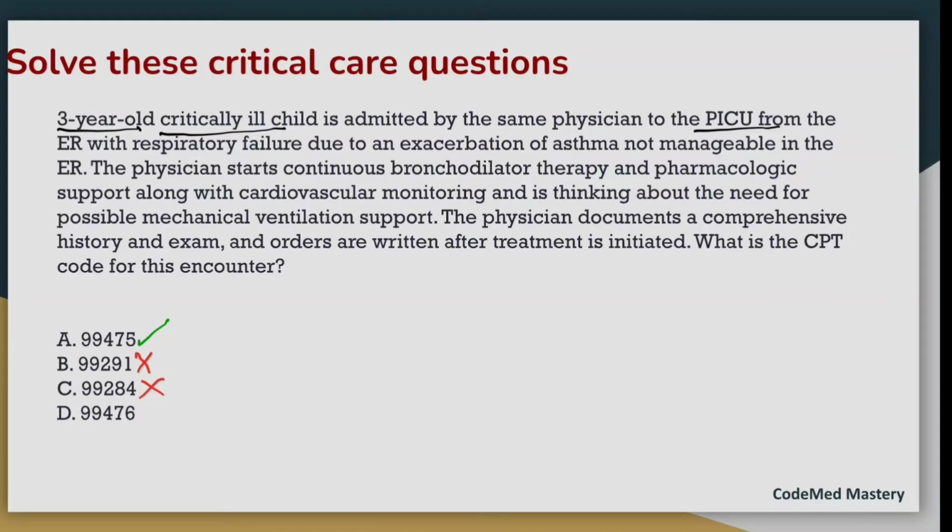Coming to option D, 99476. 99476 is for subsequent inpatient pediatric critical care 2 through 5 years of age. So this code is reported for E&M of critically ill child after the initial day of care. That is subsequent care. In our question they have not mentioned subsequent critical care, right? The critical care is provided in the first day of care itself. So we will eliminate option D. We are left with option A, 99475, which is our right answer.